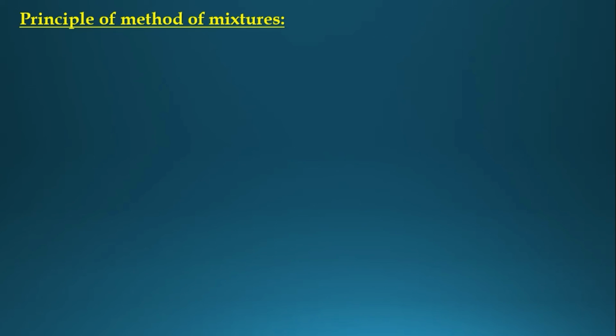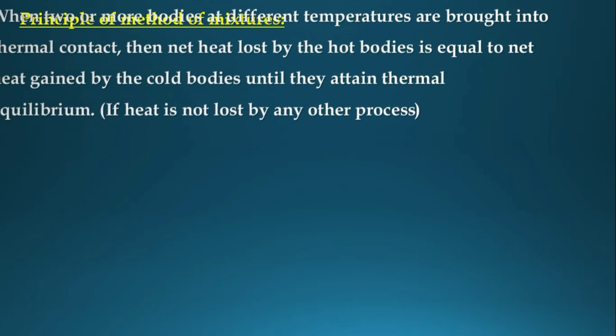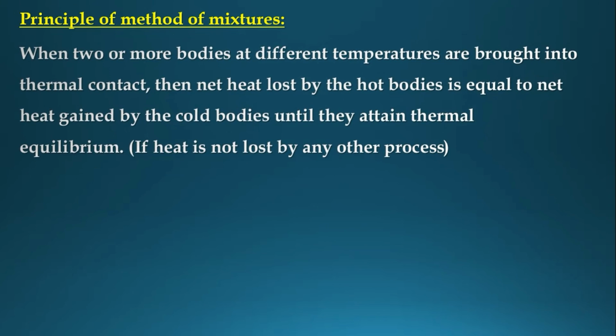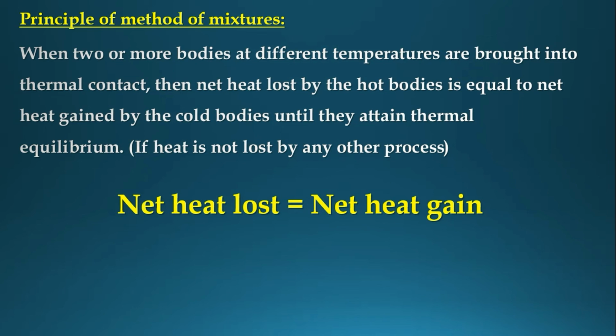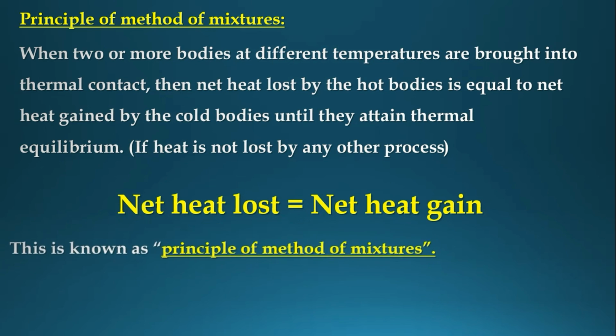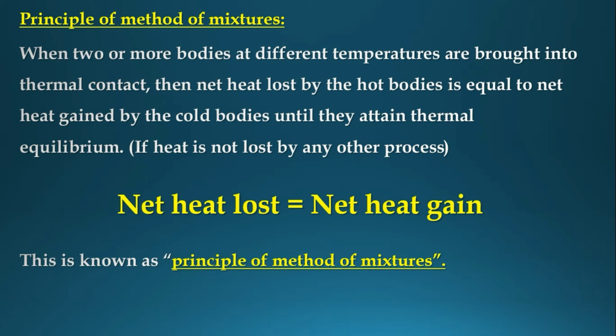Principle of method of mixtures. When two or more bodies at different temperatures are brought into thermal contact, the net heat lost by the hot bodies is equal to the net heat gained by the cold bodies until they attain thermal equilibrium. So if net heat lost is equal to net heat gained, this is known as the principle of method of mixtures.